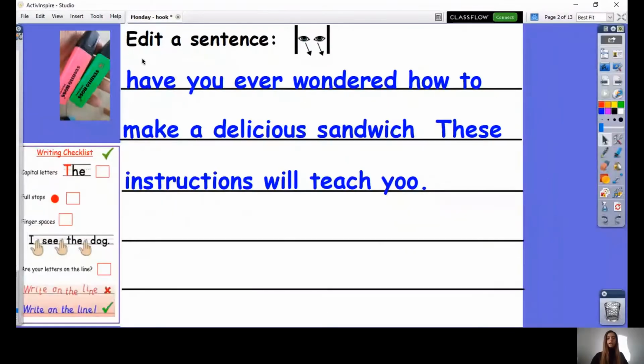Good morning, Year 1. Today we are going to be finally starting to write our instructions, but first I need your help to edit my sentence. Here I have my sentence, which is my hook for how to make a delicious sandwich. Let's read it all together.